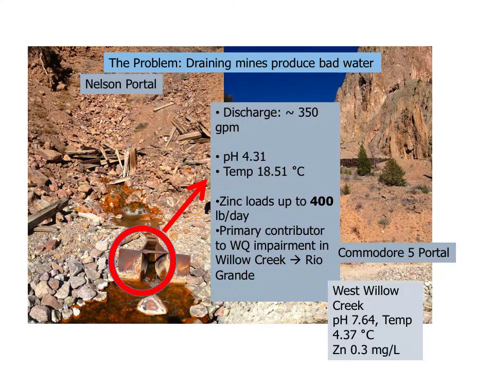Material. So what is the problem? You know, this is pretty well known in this audience. Draining mines produce bad water. Just as an example, the Nelson Portal and Creed, 350 gallons a minute is not a ton of water, but all of a sudden you do the load calculations, it's 400 pounds of zinc a day to Willow Creek, and so big impairments of surface waters resulting from the release of this groundwater.